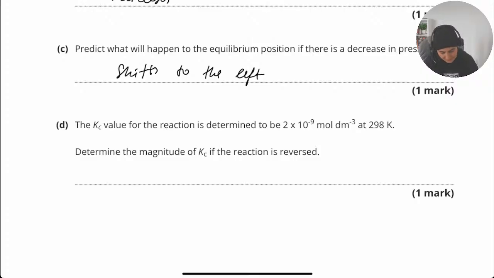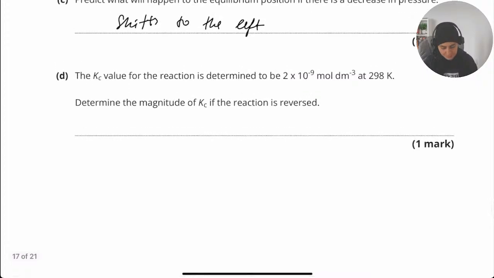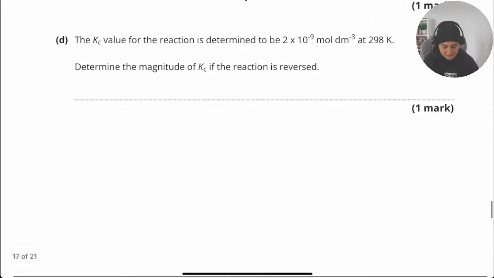Next, the Kc value for the reaction is determined to be 2 times 10 to the negative 9. That's a very tiny one, right? So it means that forward reaction doesn't go well. Determine the magnitude of Kc if the reaction is reversed. This is a very common question in recent years in IB chemistry. So how does Kc of forward reaction and reverse reaction, how can you connect them?